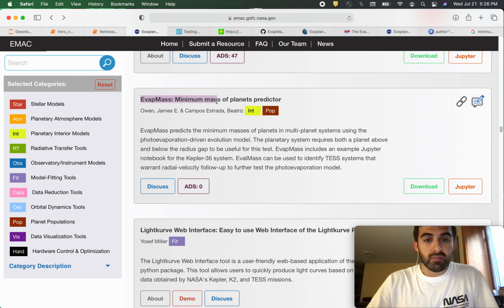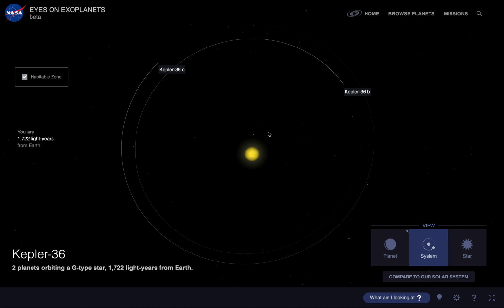EvapMass, a minimum mass of planets predictor. EvapMass predicts the minimum mass of planets in multi-planet systems using the photoevaporation-driven evolution model. So what that means is for this code to work correctly, we need to be looking at a system where there is at least two planets, one being below the radius gap and one being above the radius gap.